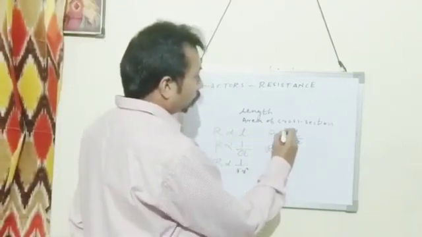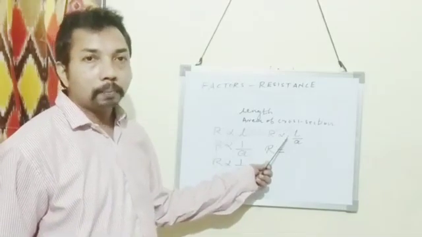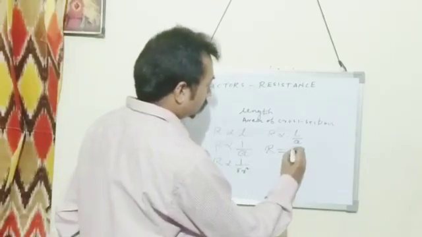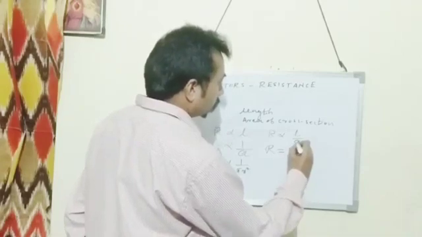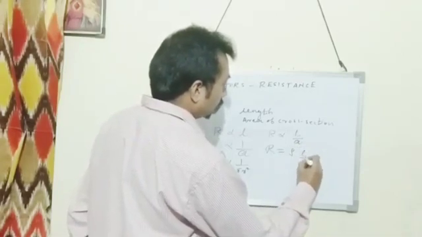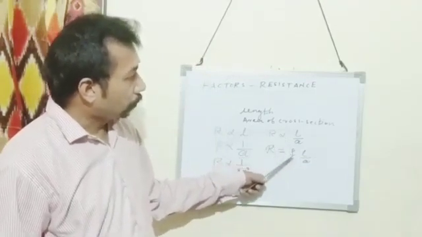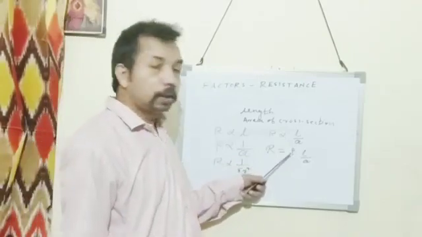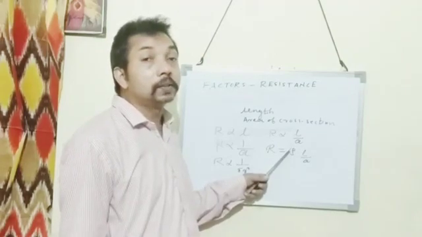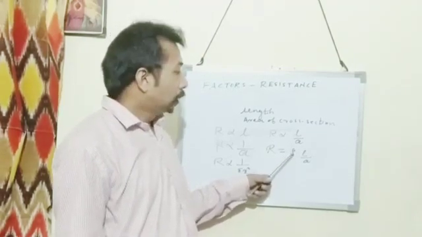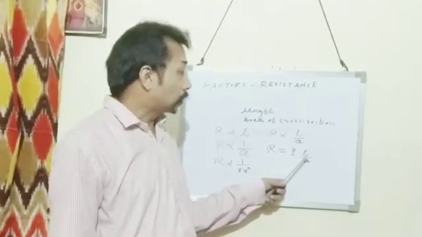Now for removing the proportionality sign, we multiply it with a constant. This constant is called specific resistance. Another name of specific resistance is resistivity. This constant is called specific resistance or resistivity.